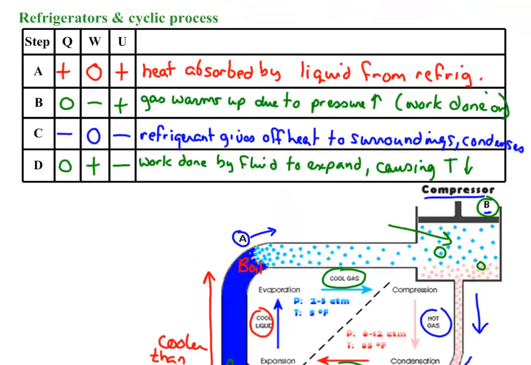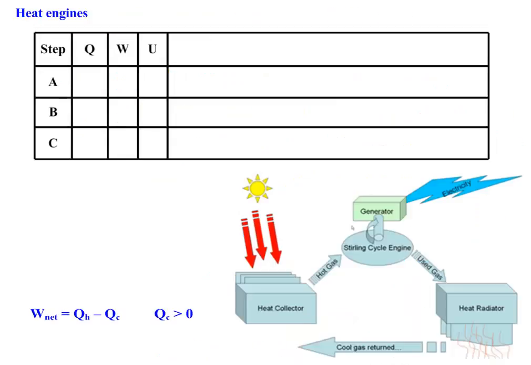For refrigerators, it's a cyclic process, and we have a net work done on the gas. Now let's take a look at heat engines. Heat engines are different because what we have here is net work is done by the gas. Okay, if we start here, position A, we have heat energy being absorbed by the fluid.